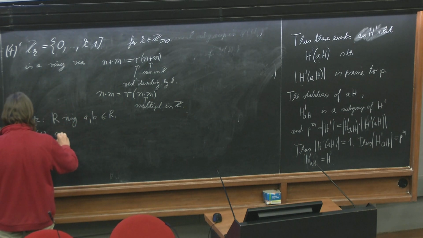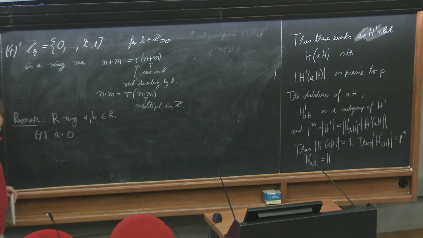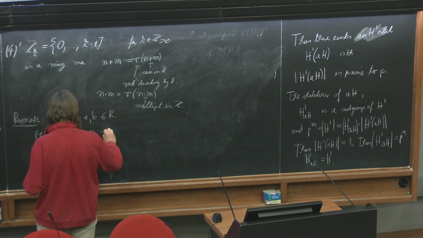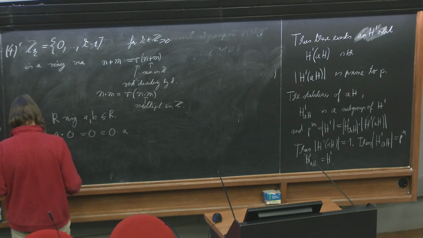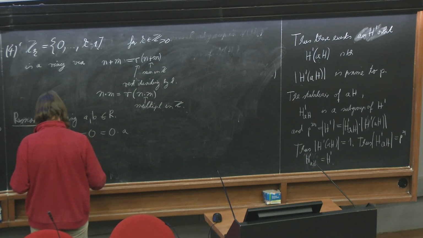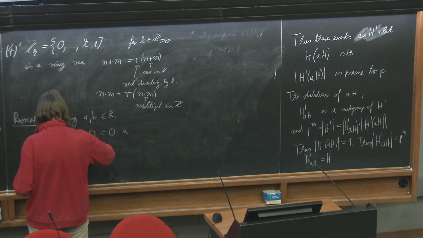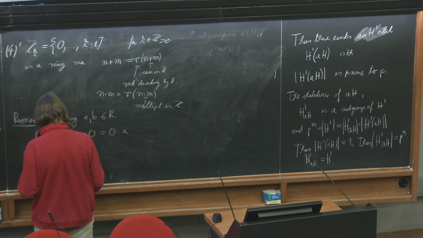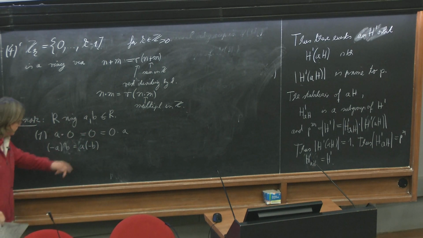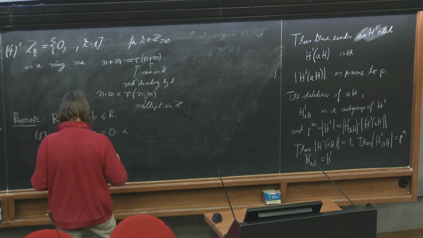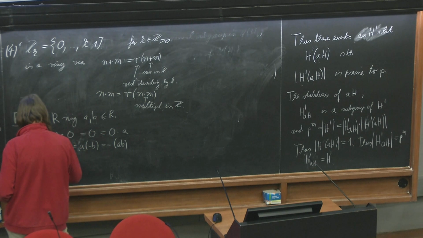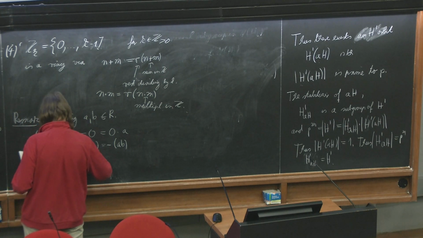For instance, if I multiply A times the element 0 in the ring, it will always be 0. And if I multiply minus A times B, this will be equal to A times minus B. So obviously minus A is the inverse of A for the addition, and this is equal to minus of the product AB. And minus A times minus B is equal to AB.